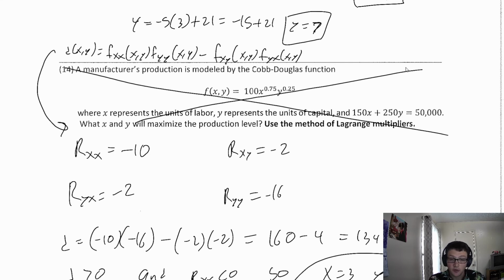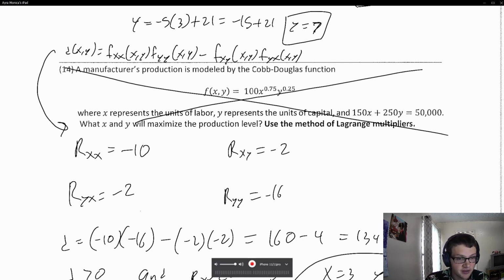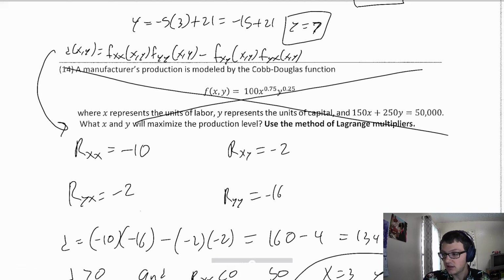And we're done. And we're ignoring problem 14 because it has to do with Lagrange multipliers, which we didn't cover this semester. Thank you very much.